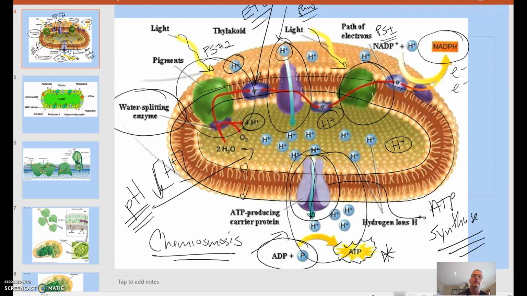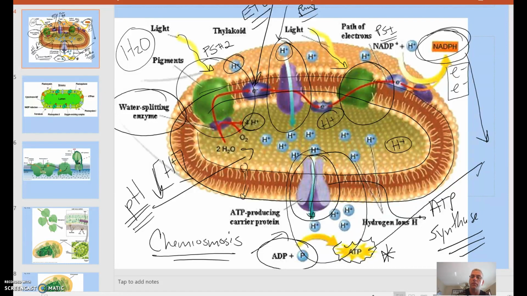So the electrons that were initially invested in the form of H2O over here on this side of the reaction are eventually going to be released in the form of this molecule of NADPH. And both of these, the ATP and the NADPH, are going to be going to the Calvin cycle. So that's just kind of an overview.